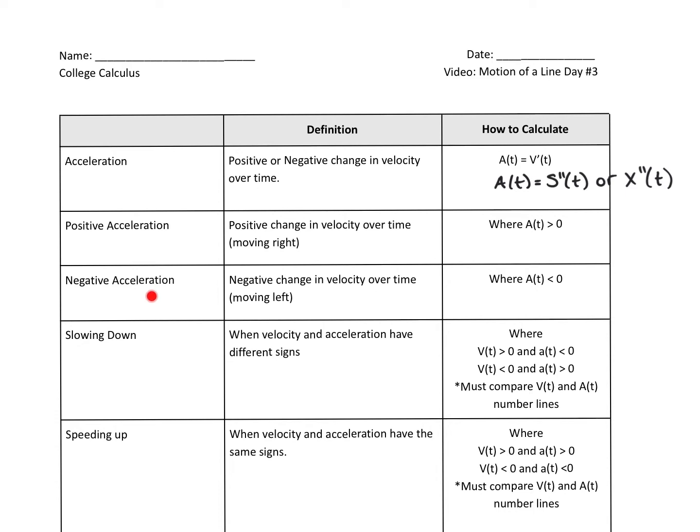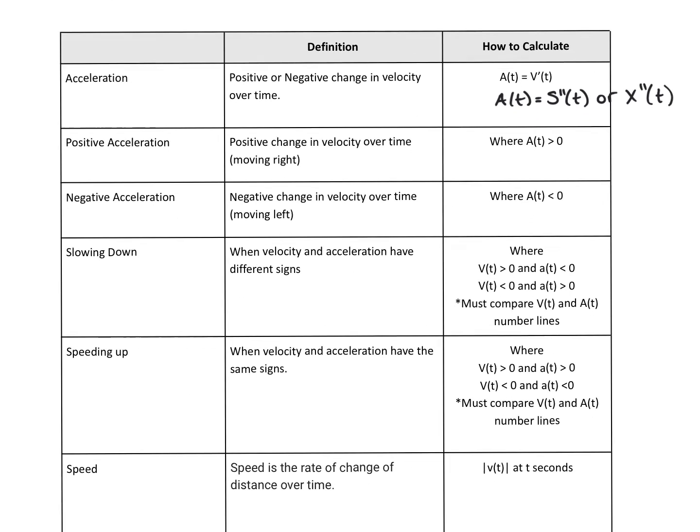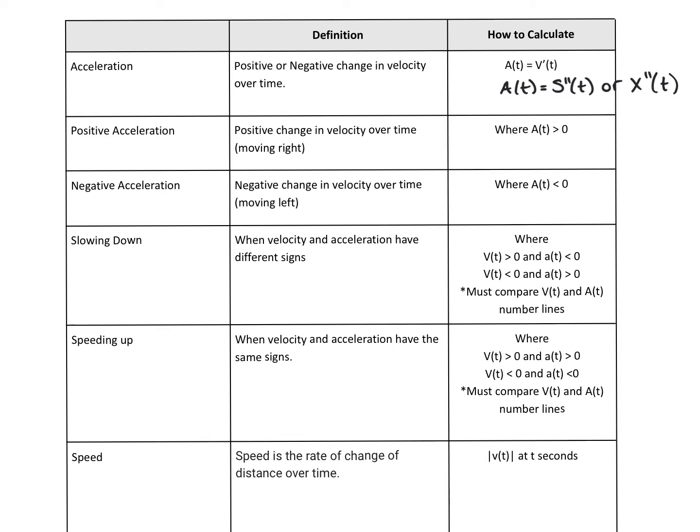You have a negative acceleration when you're moving left, and you have a negative change in velocity over time, and this is when your acceleration is less than 0. Now, if you want to find out where you're slowing down or speeding up, slowing down is when the velocity and the acceleration have different signs, and speeding up is when the velocity and the acceleration have the same signs. I know it's a lot to take in, but in order to determine these two things, you have to compare your v of t and a of t number line.